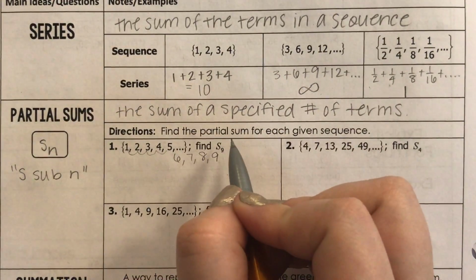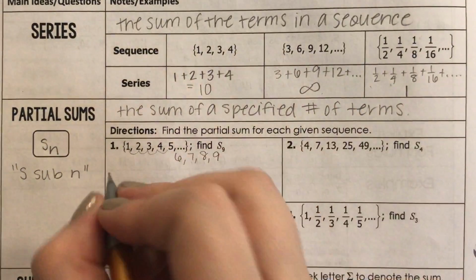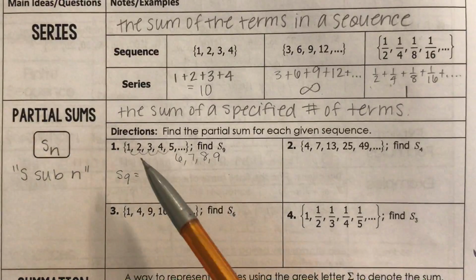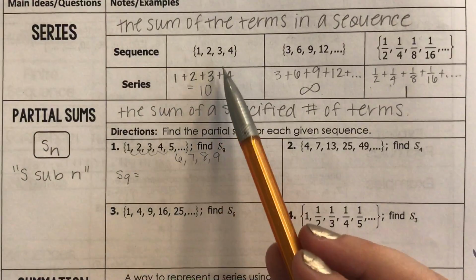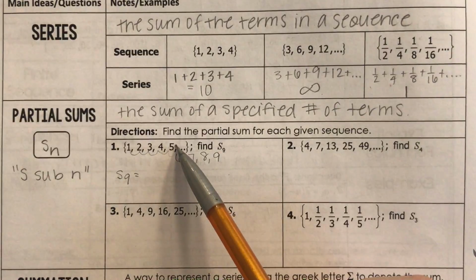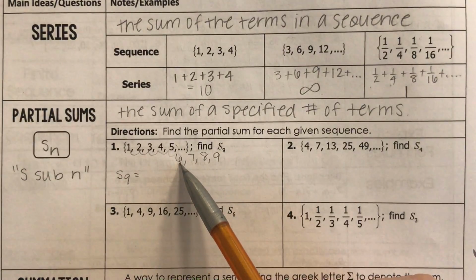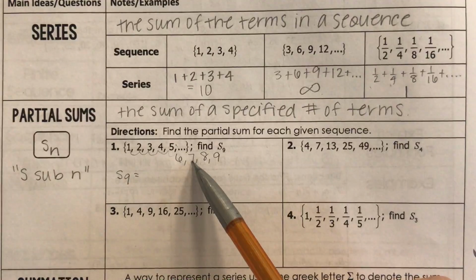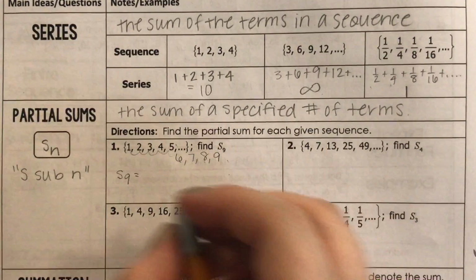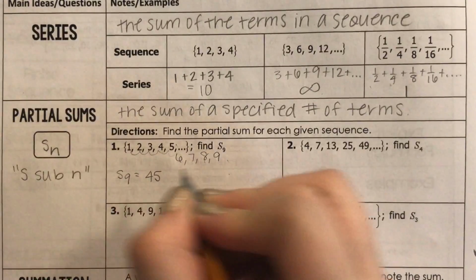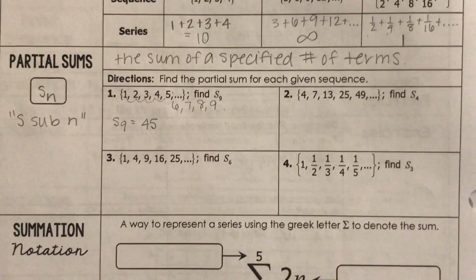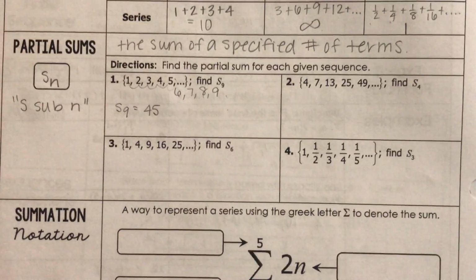To find the sum of the first 9 terms, or S sub 9, I just add all those together. Well, I know from up here that 1 plus 2 plus 3 plus 4 is 10, plus 5 is 15, 21, 28, 36, 45 is my sum. I just add them all together. Okay.